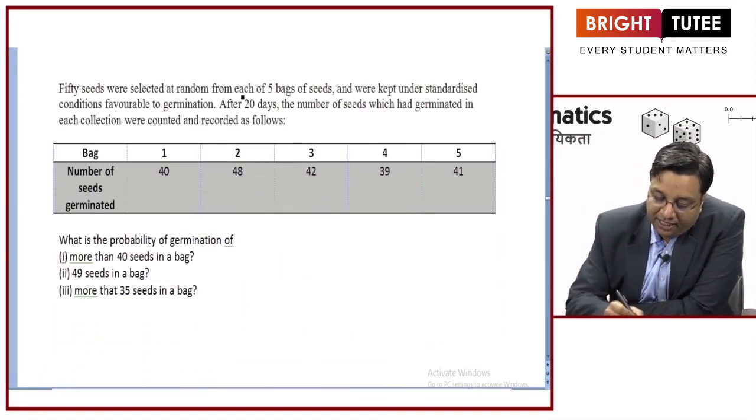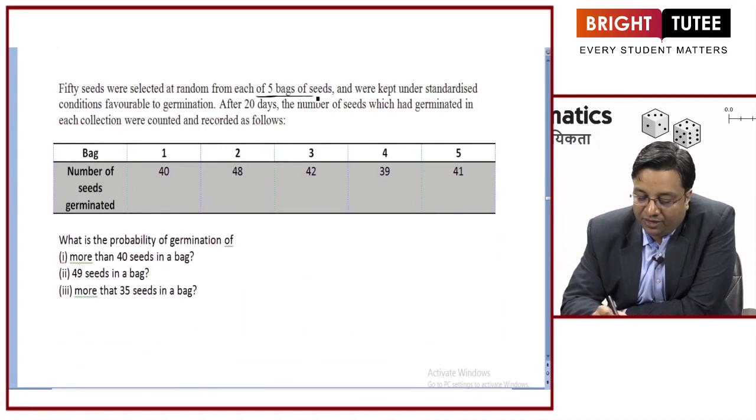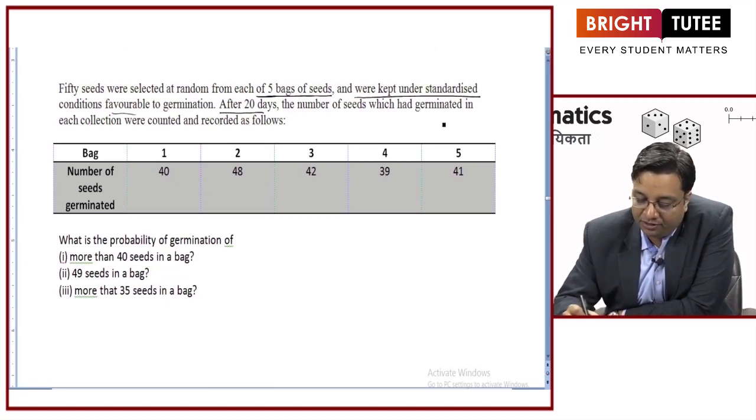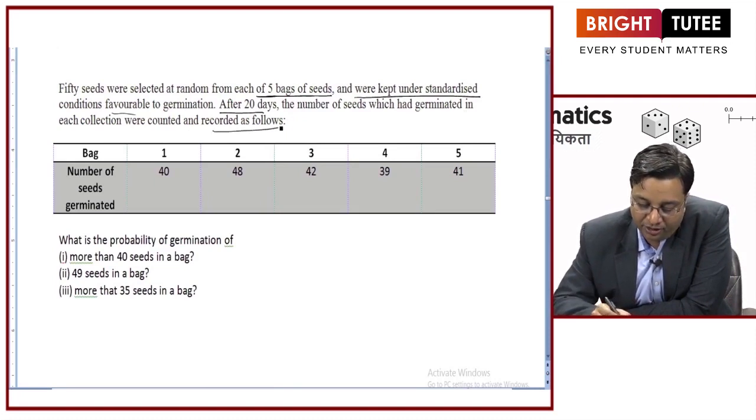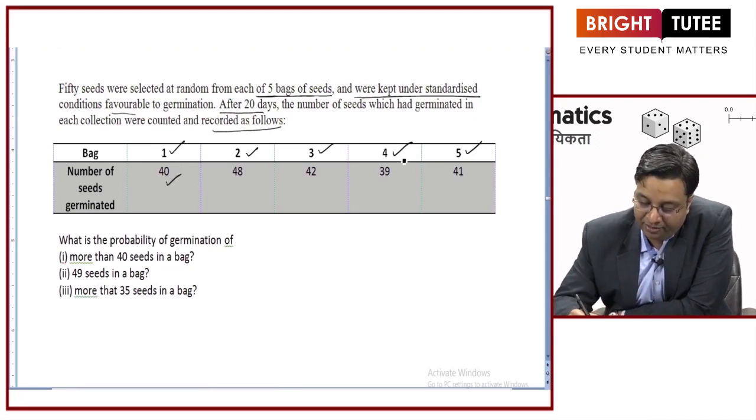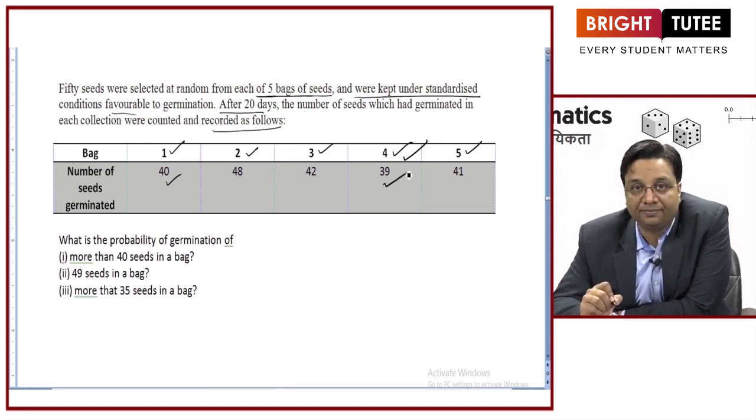50 seeds were selected at random from each of 5 bags of seeds and were kept under standardized conditions favorable to germination. After 20 days, the number of seeds which had germinated in each collection were counted and recorded as follows: bag number 1, bag number 2, bag number 3, bag number 4, bag number 5. In bag number 1, number of seeds germinated was 40. In bag number 4, the number of seeds germinated was 39.